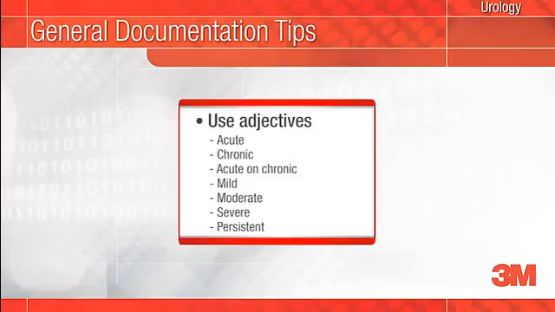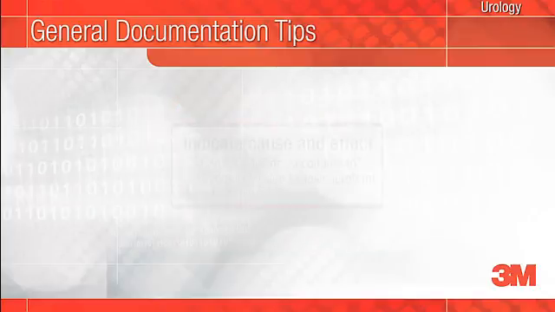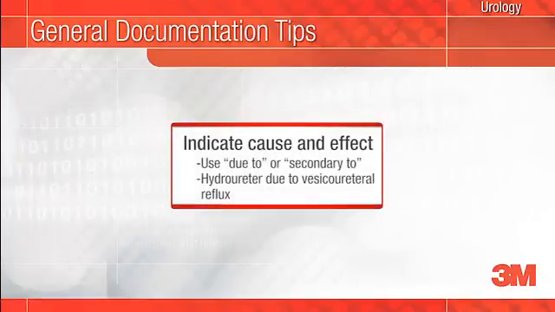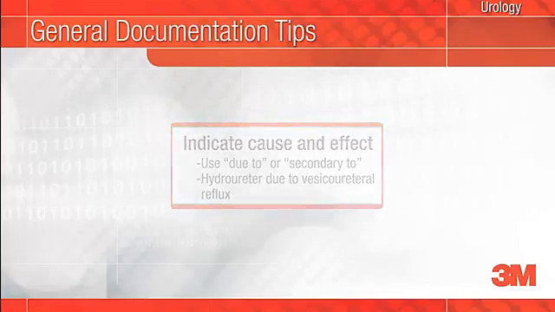Differentiate in your notes whether or not a condition is acute, chronic, or acute on chronic whenever appropriate. For example, document chronic kidney disease stage 3 instead of simply renal failure. Use due to or secondary to indicate cause and effect, and to record all conditions the patient may have, such as hydroureter due to vesicoureteral reflux.